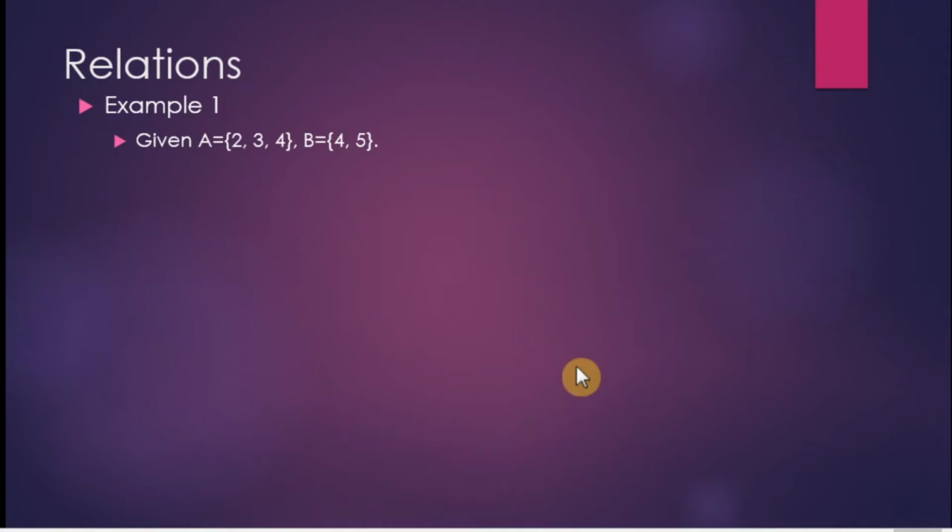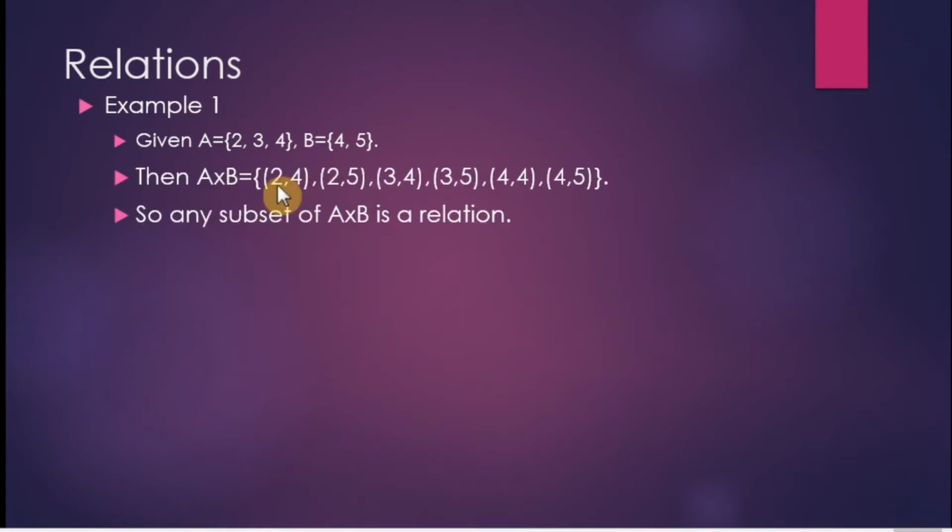Let's have an example for it. Suppose we are given two sets A and B. We can see here the elements. These are the same sets that were given in our first slide. Our cross product is the set containing 6 ordered pairs.